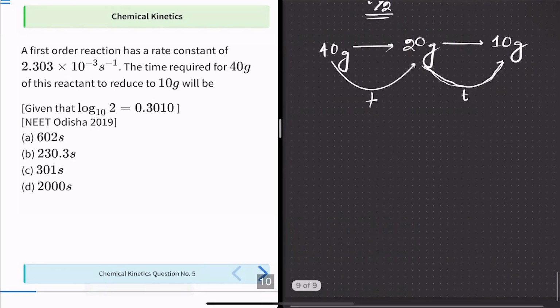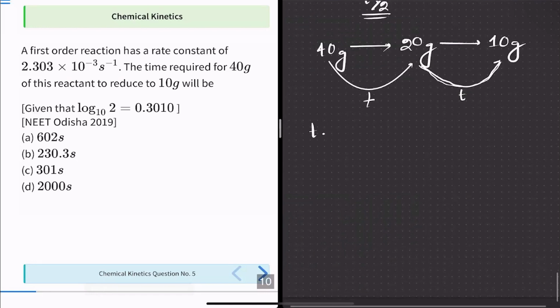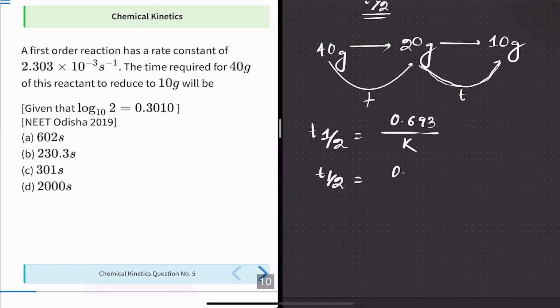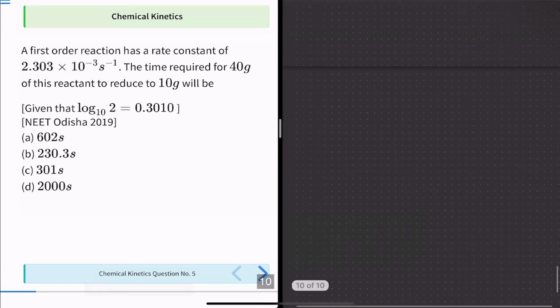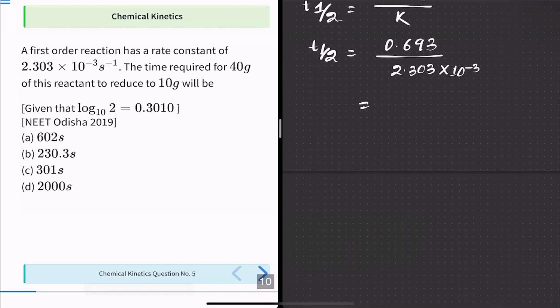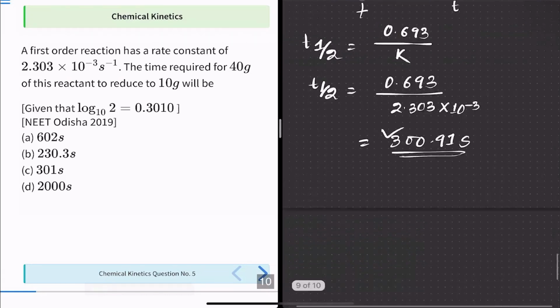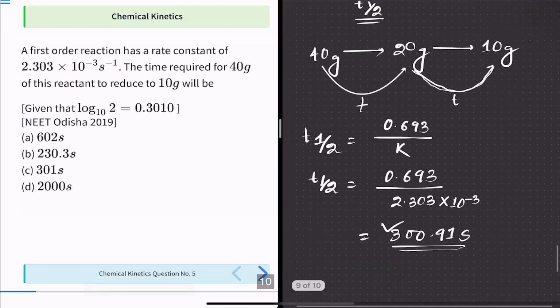For T half of a first order reaction, the formula is 0.693 divided by K. T half for this reaction is equal to 0.693 divided by 2.303 into 10 to the power minus 3. It would be around 300.91 second. So for T half, the value is 300.91 second.